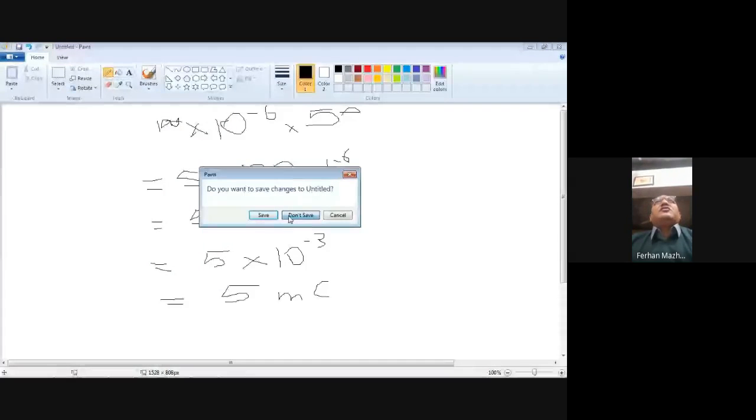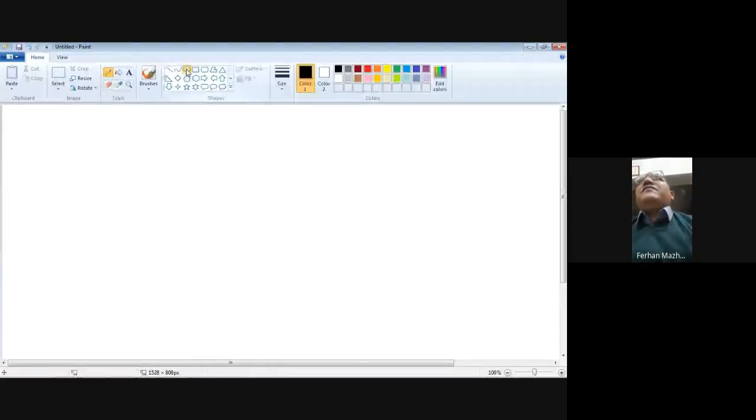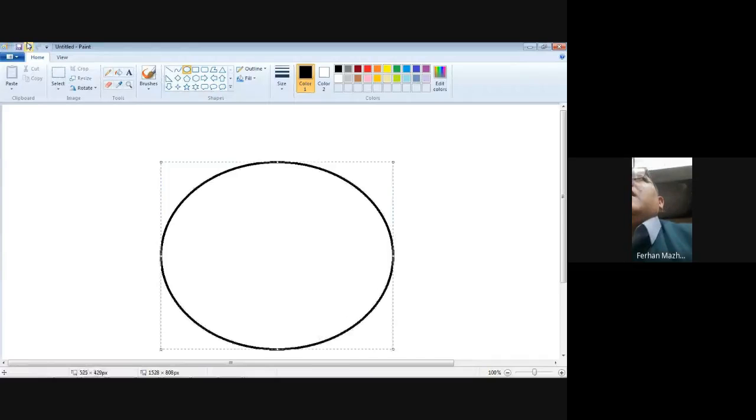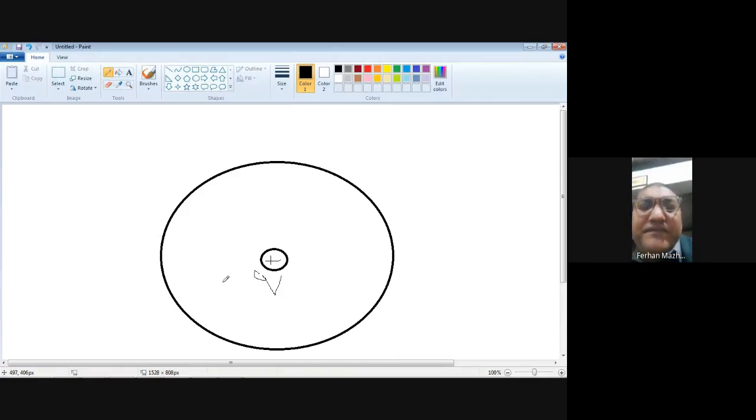Okay, suppose here we have this area, and I have a charged body here, and suppose it's positively charged. Suppose it's a positive charge, and its value is Q. So around that charge, I have this area, this boundary.